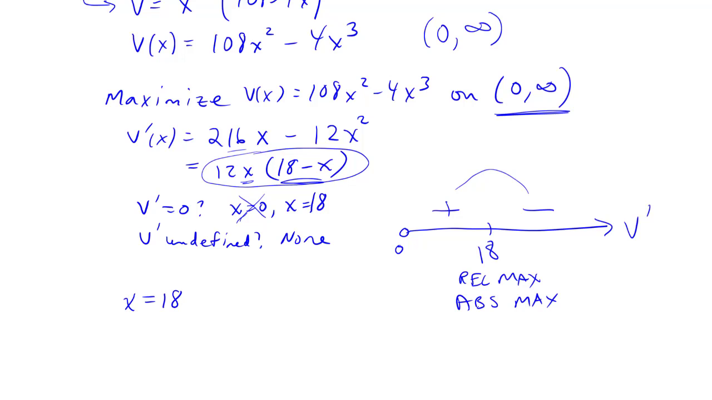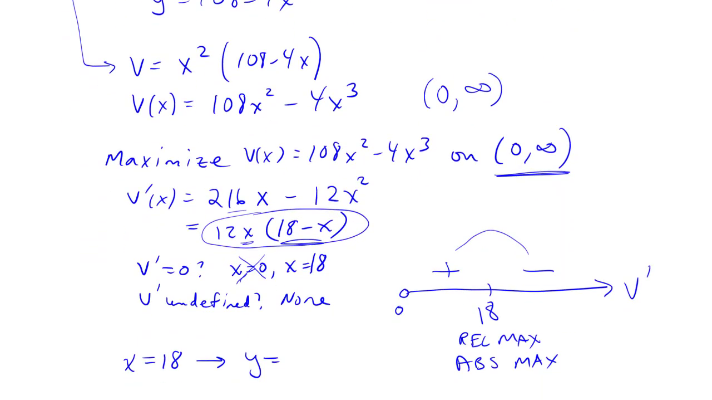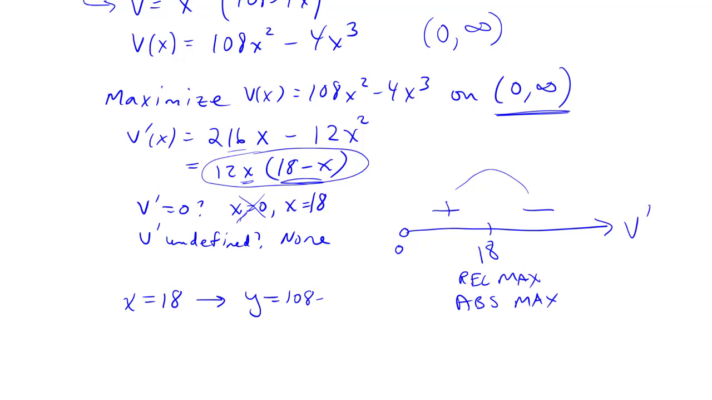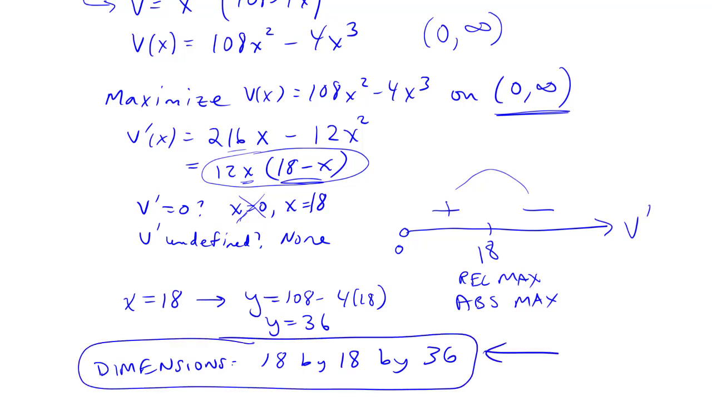Now, if x is 18, y is 108 minus 4x, and that's going to give a y of 36. And so there we have it. We have our dimensions. Remember, it was x by x, so 18 by 18 by 36. And that will give us the package of maximum volume under these restrictions. That's it.